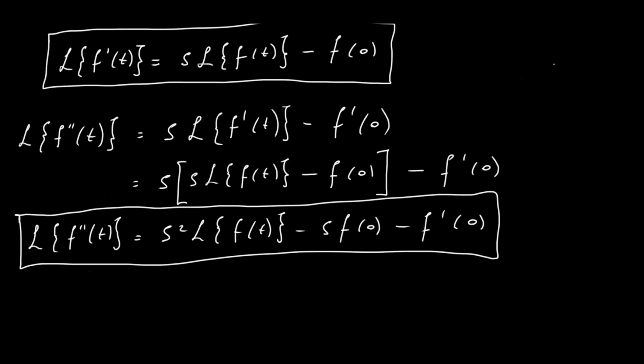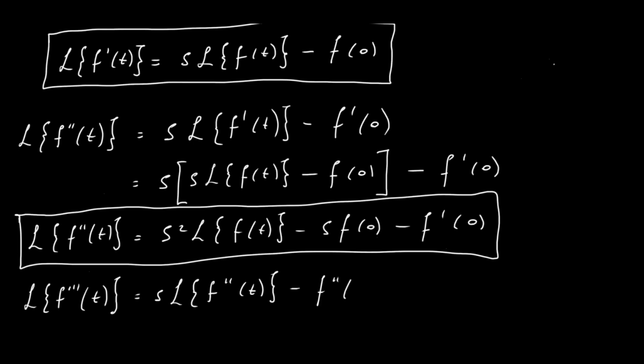Okay, so let's do one more. I'm going to do f triple prime, the third derivative of the function f of t. So I'm going to use this up here again. We want the Laplace transform of f triple prime t. So that's going to be equal to, putting in 3 primes here, which means there will be 2 primes here. So it's going to be s times the Laplace transform of f double prime t minus, and again this will be 2 primes as well, f double prime 0.